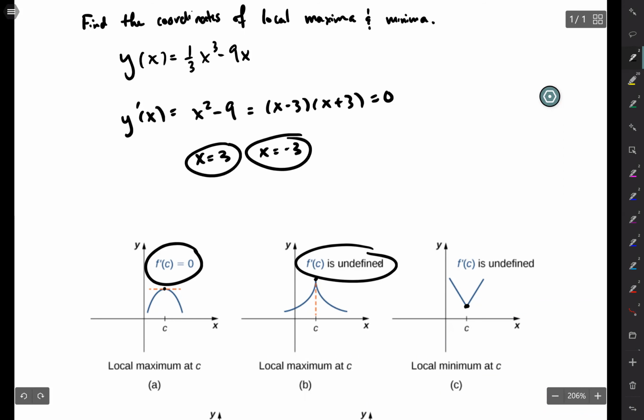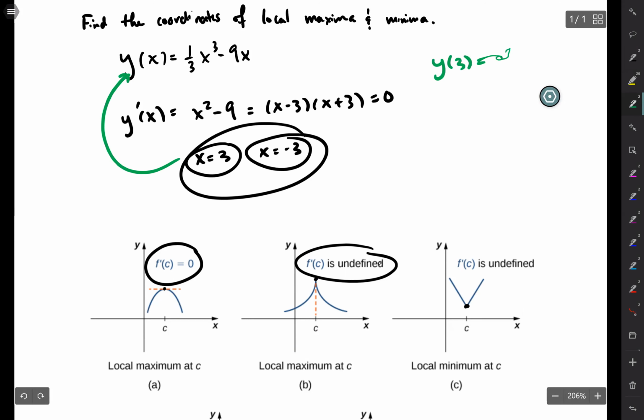So without looking at the graph, I know those are the x coordinates of my possible local maxes or mins. The next question is, are they local maxes or local mins? One thing we could do is plug these values back into the original function to find the y coordinates. So y of 3 is 1/3 times 3 cubed minus 9 times 3. That's 9 minus 27, so that's -18.